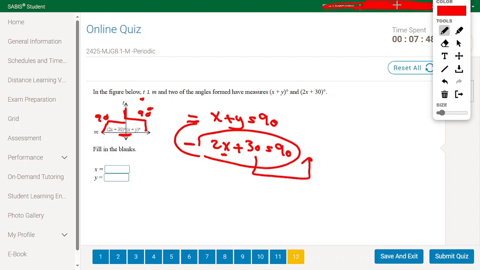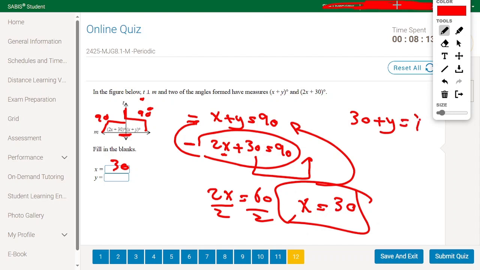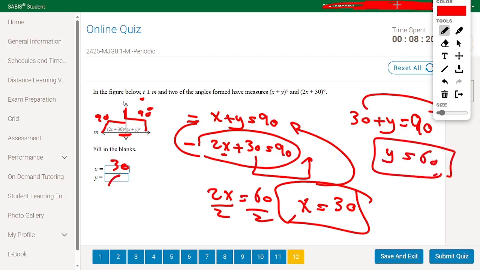So 30 will go to the other side, so 2x equal to 60, because 90 minus 30 equal to 60. Divide by 2, divide by 2, so x will be equal to 30. So substitute 30 in this equation. So I have 30 plus y equal to 90. So 30 will go to the other side, so y will be equal to 60. So the answer here is 60.